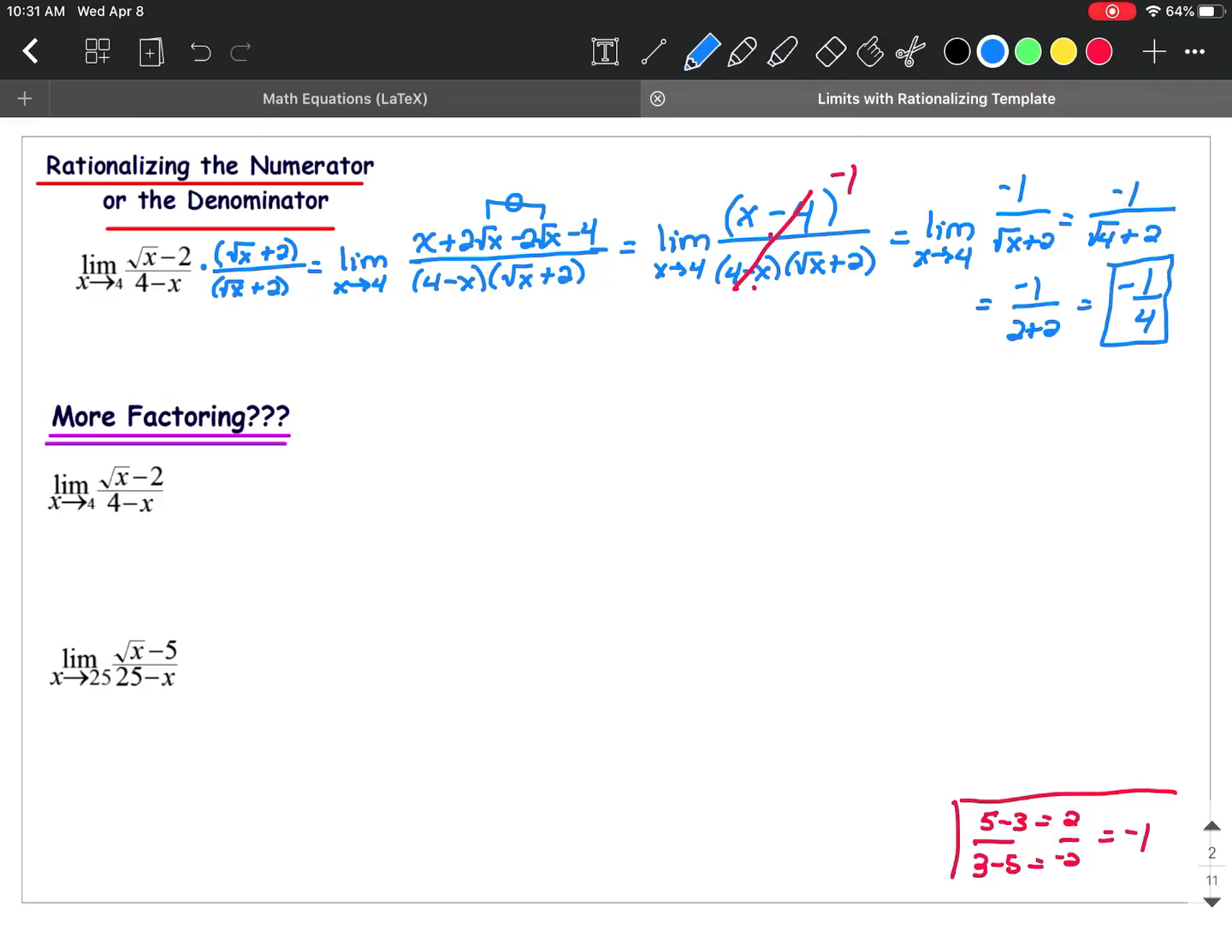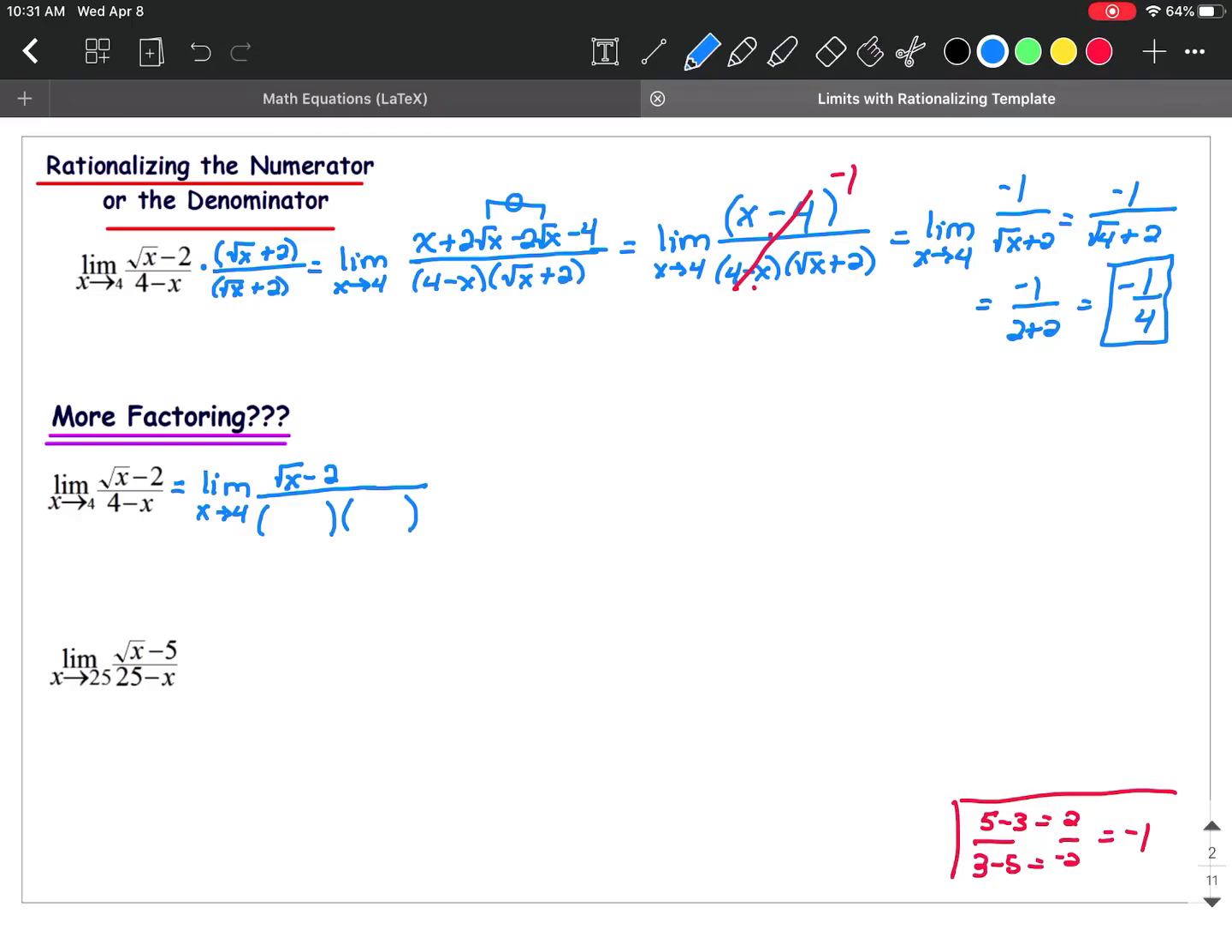Okay, now there is another way to do this. You could have done this with factoring. I just don't think most of you would have realized this at first. But this definitely can be done with factoring. Obviously, I'm not going to factor the square root of x minus 2. But the bottom, 4 minus x, that's a difference of 2 squares. Remember, guys, it's a difference of 2 squares, not a difference of 2 perfect squares.